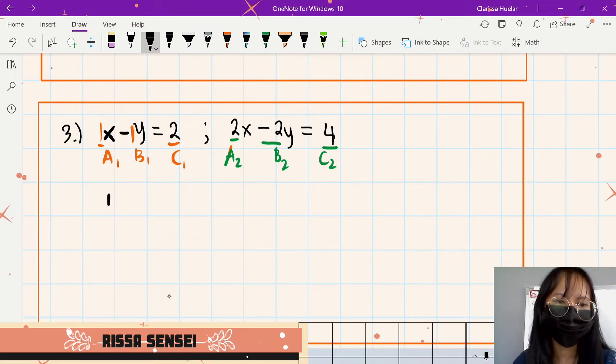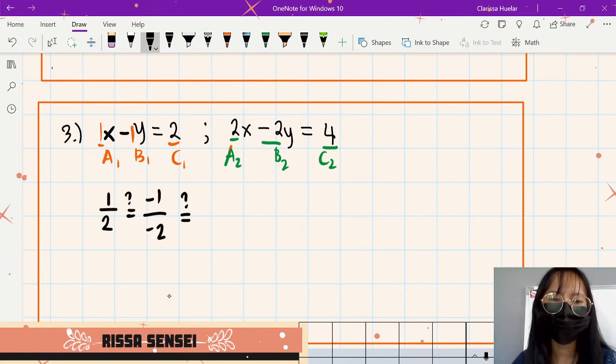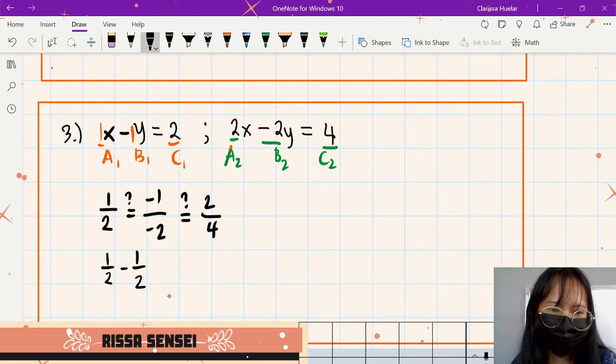Now, let's get the ratio. A sub 1 is 1 over A sub 2 is 2. Is it equal to B sub 1, negative 1, over B sub 2 is negative 2? Is it equal to C sub 1 over C sub 2, which is 4? 1/2, hindi na kailangang i-simplify. Negative over negative is positive. Then 2 over 4, simplified form is 1/2. 1/2, 1/2, so they are all equal.